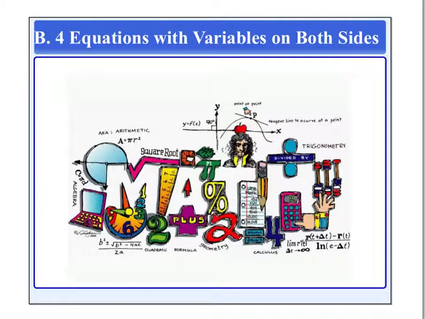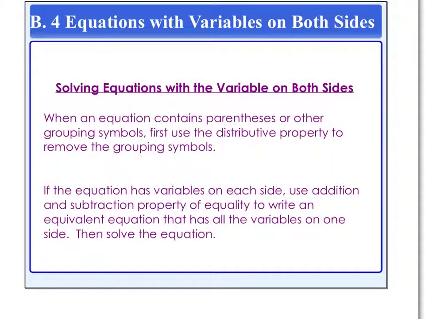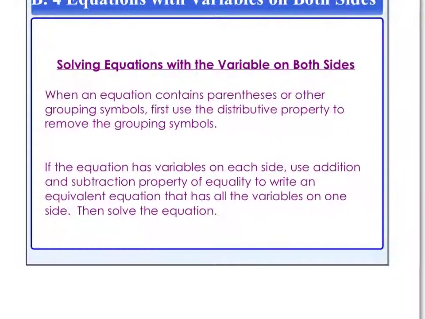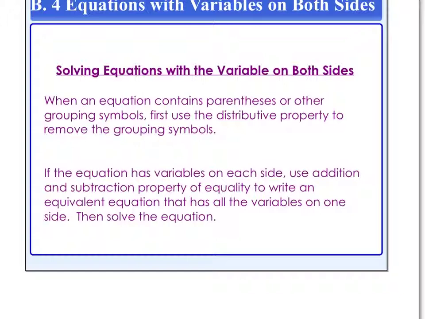Okay, the B4 lesson is talking about equations that have variables on both sides. What this says is when an equation contains parentheses or grouping symbols, you have to do the distributive property first in order to remove those grouping symbols. You want to use the addition and subtraction property of equality to write an equivalent equation that has all the variables on one side. So essentially what this is saying is you've got to move all the x's or y's or z's or whatever variable it is to one side.